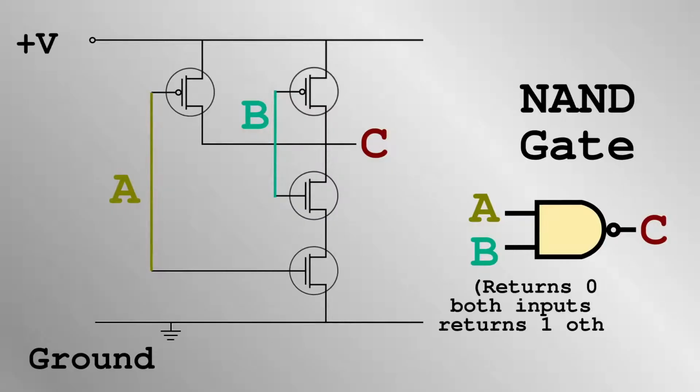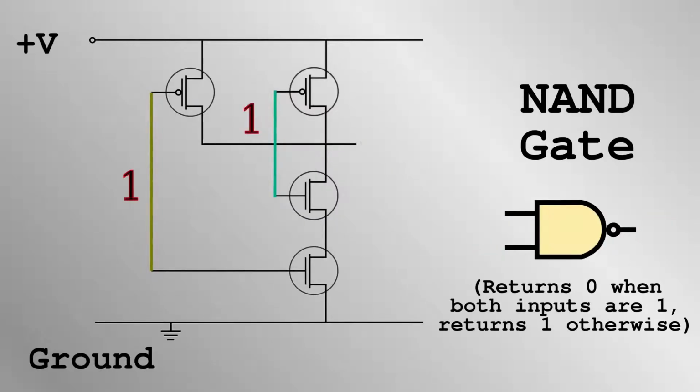The N-channel and P-channel transistors still work in pairs. Only when a high voltage, or 1, is applied to both pairs of inputs do the paths to high voltage close and the path to ground opens, so a 0 is output. This is exactly the behavior of a NAND gate.